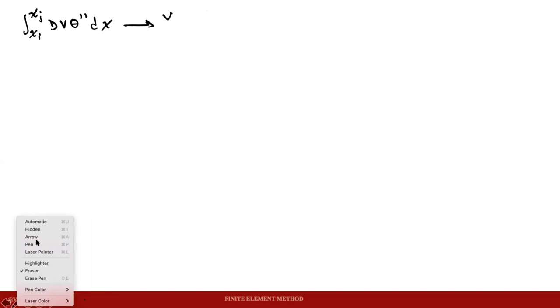Okay, so let's take this term, v theta double prime dx, and let's integrate it by parts, applying the technique that was learned. We put the weighted function on the left and theta double prime on the right. When v gains one derivative, theta double prime loses one. Now we have balanced the derivatives, so we can stop there.